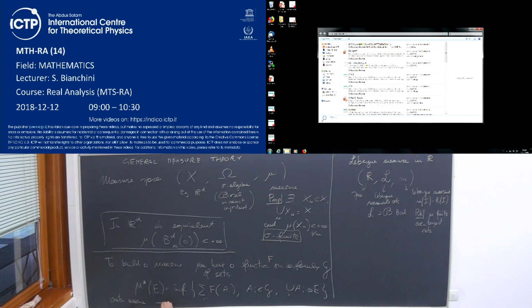And then, okay, the measurable sets are the ones such that they satisfy the standard condition. So the mu star of any set A is equal to mu star of A minus E plus mu star of A intersection E. So the procedure is the same one.